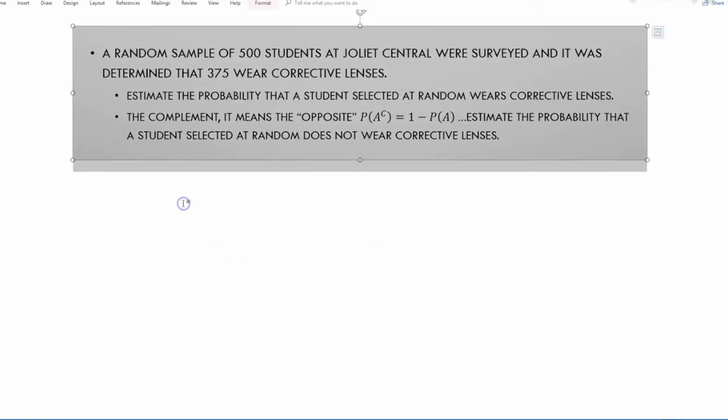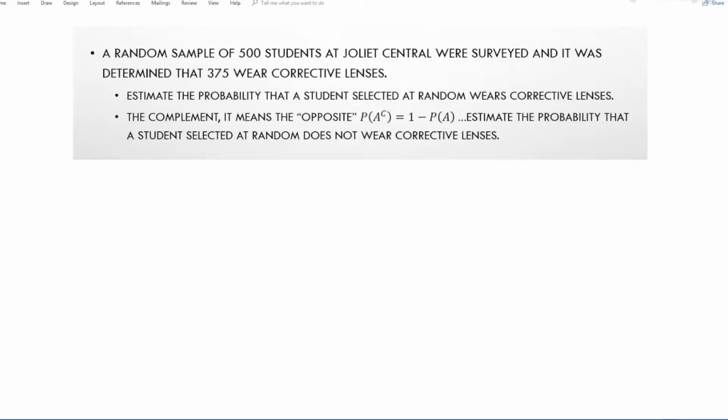For our first one here, I'm just going to call that part A. Estimate the probability that a student selected at random wears them. You're going to hear a lot of words like that, selected at random, which we should be used to by this point. It's just the statistical wording to say it's a fair random pick. So, what I want to find is the probability that a student wears corrective lenses.